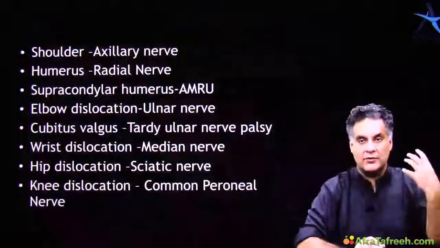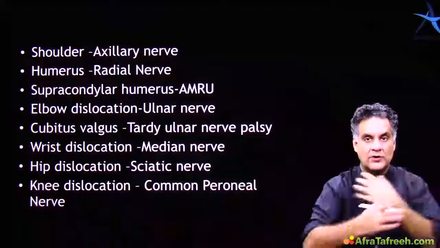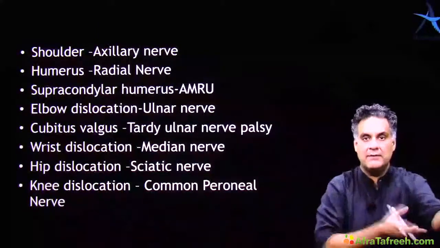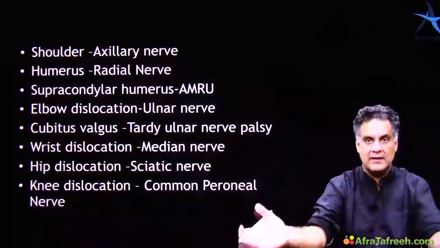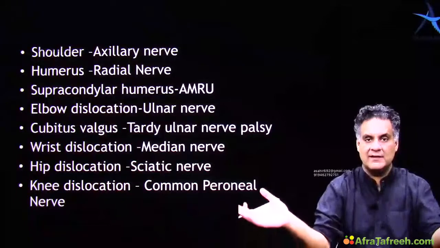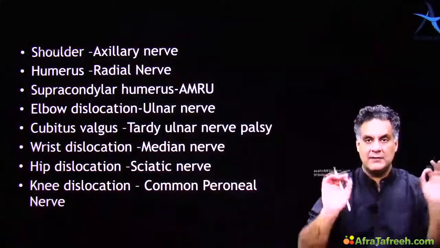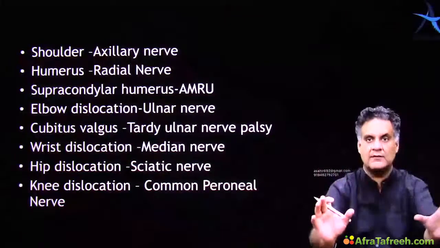Coming to traumatic nerve injuries. Around the shoulder, remember it's axillary nerve. Around the humerus, the radial nerve. Around the medial epicondyle is the ulnar nerve. If there is a cubitus valgus occurring slowly, it's called tardy ulnar nerve palsy. Elbow dislocation behind the medial epicondyle, the ulnar nerve.